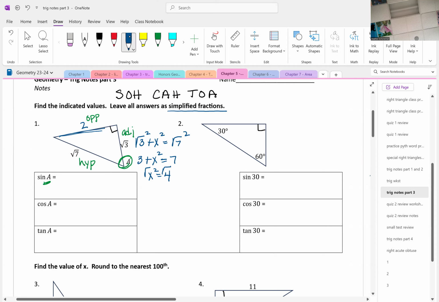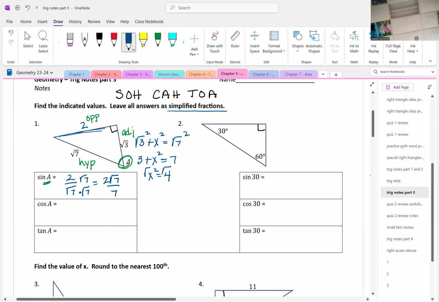So the first thing they want is the sine of A. So sine is OH, opposite over hypotenuse. So the opposite side is 2, and the hypotenuse is the square root of 7. That answer is correct, but we can't leave it like that because of the radical. So we're going to multiply top and bottom by the square root of 7. So that gives me 2 square root 7 over 7.